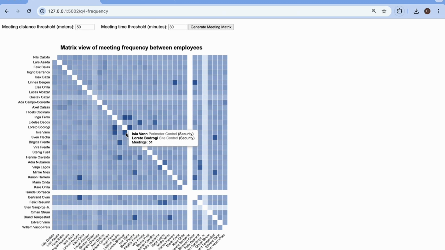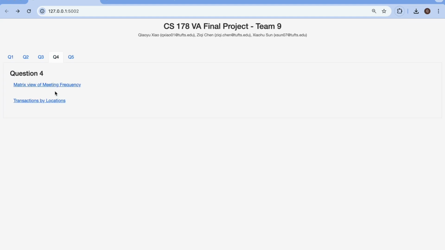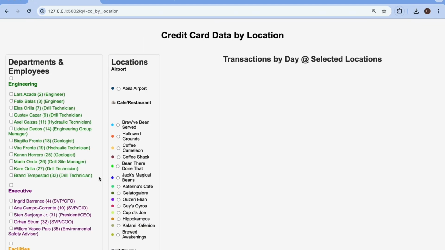And this helps us to identify informal interactions or hidden social connections, not obvious from the official roles. We can also adjust the threshold as mentioned. So let's go back, and the next one is the credit card usage location.